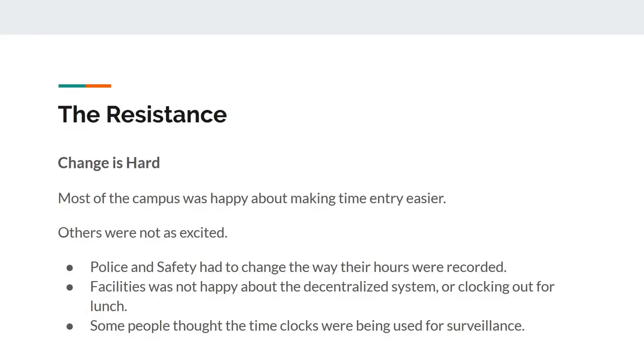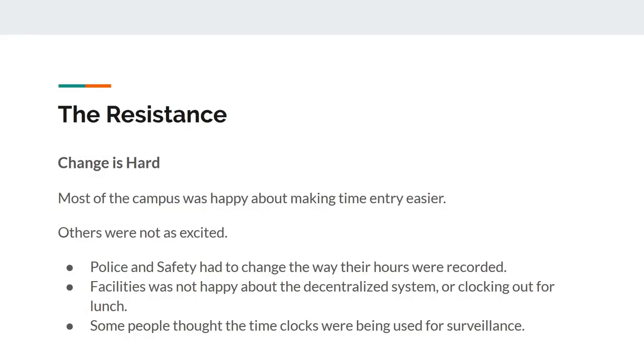Also, they didn't actually clock out for lunch before. What they would do is they'd clock in the morning, clock out in the evening. Then as the administrative assistant was entering the time into Banner, she'd just take the half hour off their total time for lunch. And so that was a sticky thing.